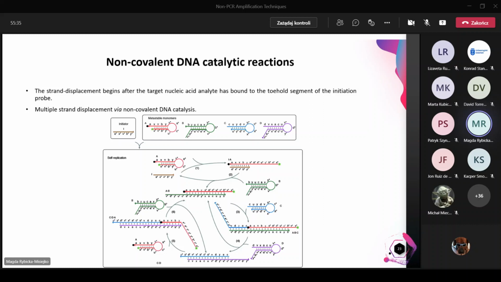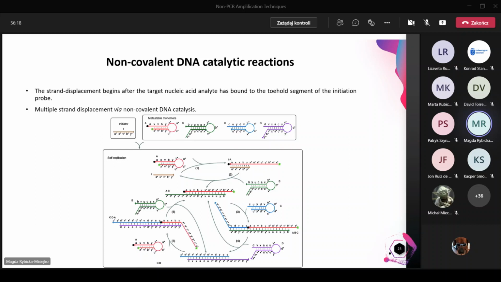In multiple strand displacement via this non-covalent DNA catalysis, four metastable probes A, B, C, and D are used. Probe A can form a stable complex with probe B, but there is a kinetic barrier to this complex formation, and the target can bind to probe A to open the stem loop, and this facilitates the binding of probe A to probe B. Then the probe AB complex has an overhang which can bind to probe C to open up the stem loop structure in probe C.